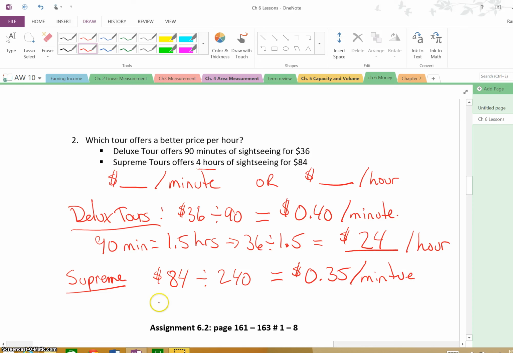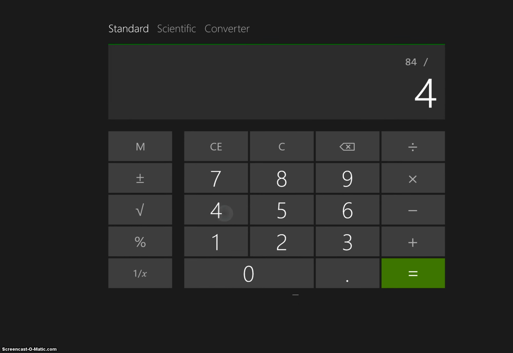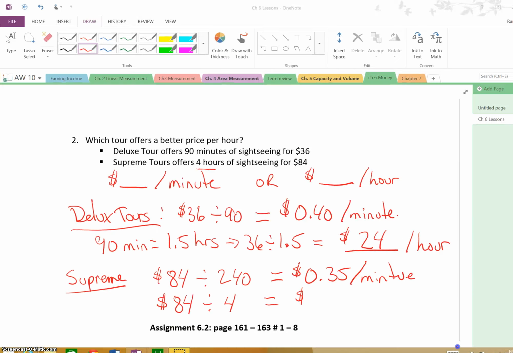But if I wanted to do it by the hour, sorry, I'll take the 84, divide it by the 4 hours, and that's going to give me 84 divided by 4 should be 21. Yes, it is. $21 per hour. So unless they're specific about which particular unit that you want, you can choose, especially if you're shopping around.